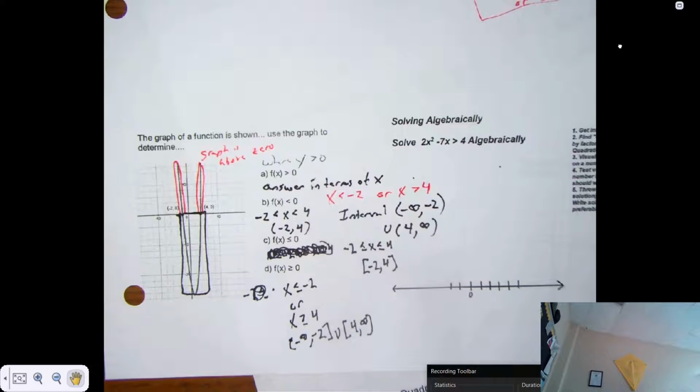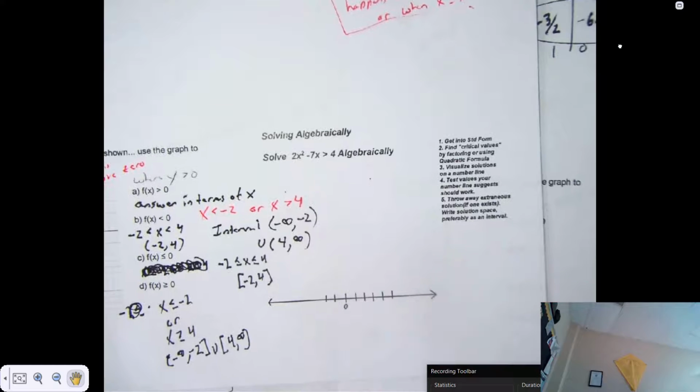Next example is solving something algebraically. And I've got little steps off there. It says get in the standard form, find critical values. We don't call them solutions anymore. We call them critical values by factoring or using the quadratic formula. Your notes are all set up to factor because I don't want to spend time on quadratic formula in class.